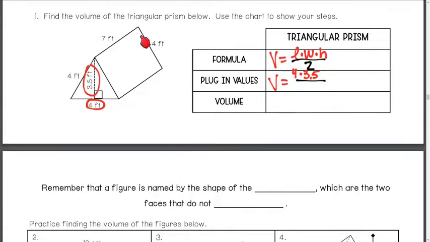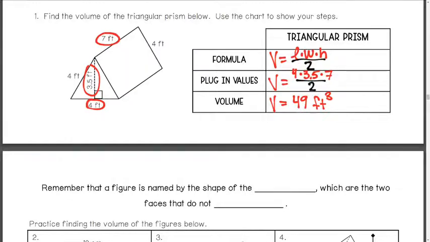And then the only other number that's important here is the distance between this triangle and that back triangle, which would mean 7. So I go ahead and grab that 7, and I now have 4 times 3.5 times 7. Those are my three important numbers, and I divide that by 2. And then I go 4 times 3.5 times 7 divided by 2, and I would get a grand total of 49 feet cubed.